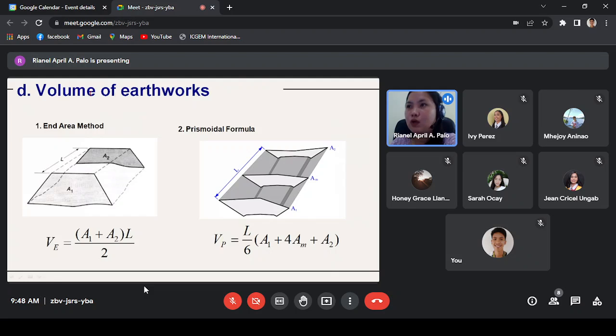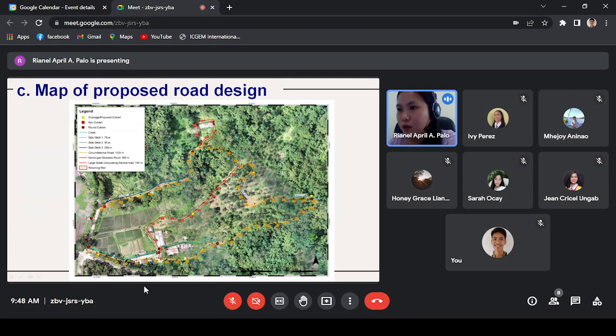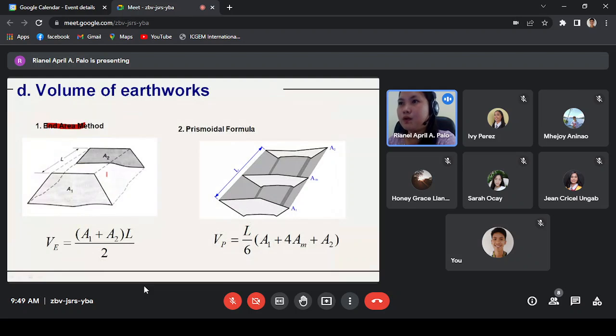Then lastly, you're asked to compute sa volume of earthwork. So for volume of earthwork, you can use an area method or the prismoidal formula. Depende na lang sa inyong nasabutan per group. Since naa may 8 to 9 members per group, pwede na siguro ninyo i-divide na lang. Then you consolidate na lang. Divide para first member, you can compute the station 0 to station 60. Then second member, station 60 to station 120. Then you consolidate na lang ninyo para di na heavy yung workload. Okay?